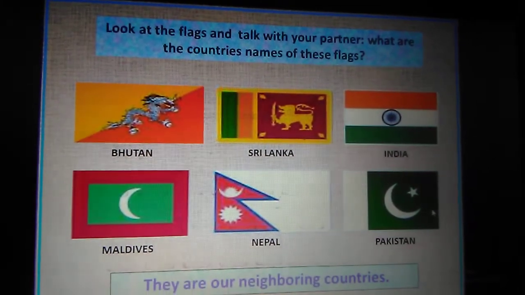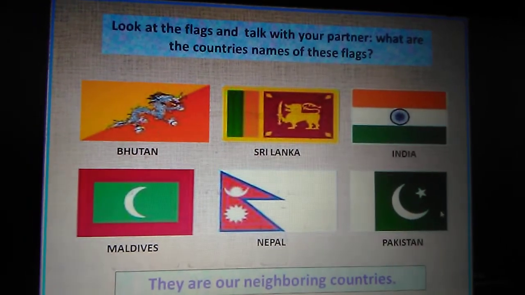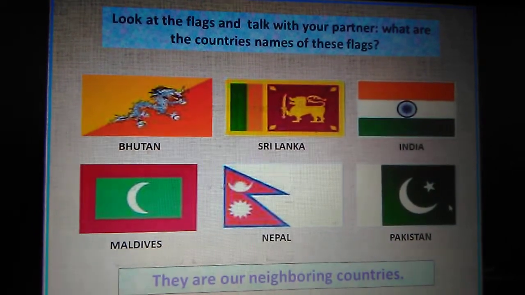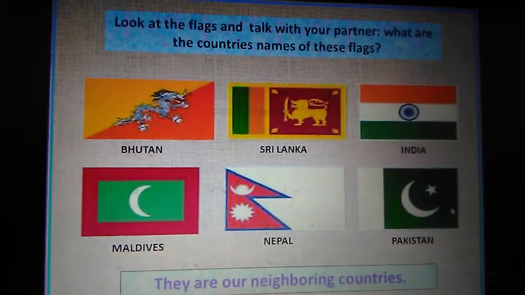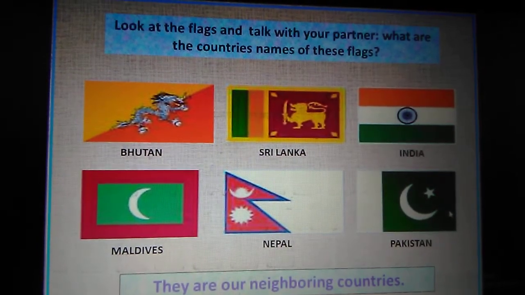They are neighboring countries. Neighboring countries means, you know what do you mean by neighbor? Neighbor means the countries which we are surrounded by. They are our neighboring countries.